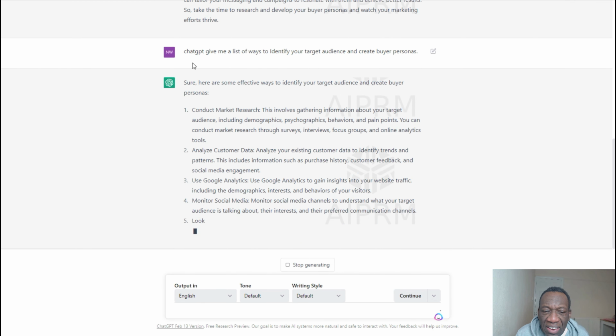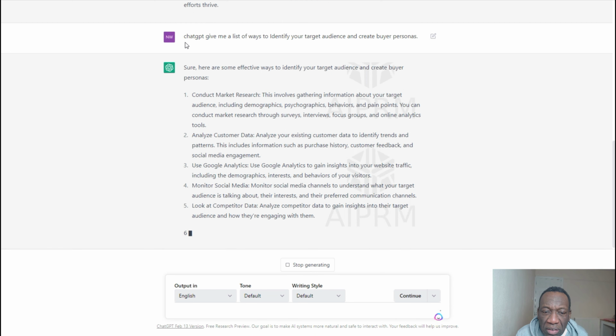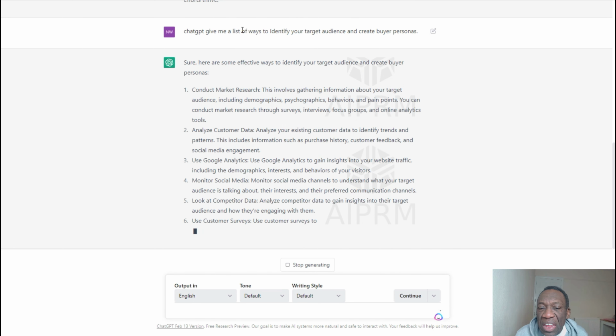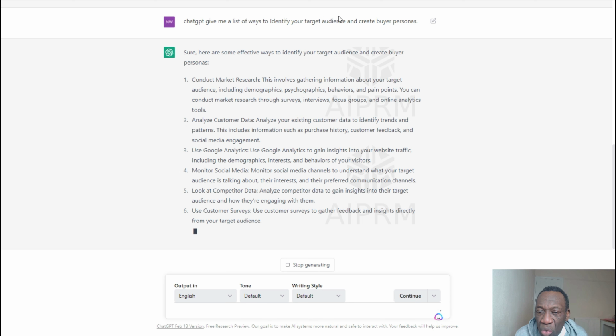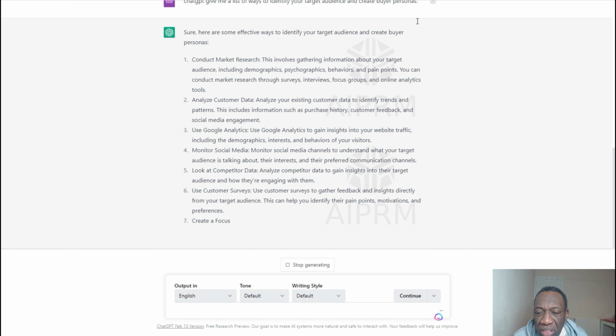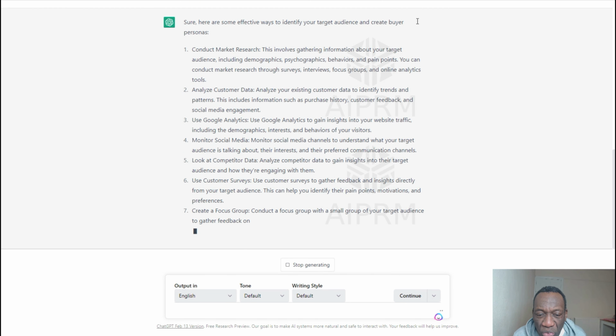And so I didn't really like that initial answer. So I changed the structure of the question and I asked ChatGPT, give me a list of ways to identify your target audience and create buyer personas. The initial answer I felt was a bit too broad and it was not specific enough. So I have done this instead.